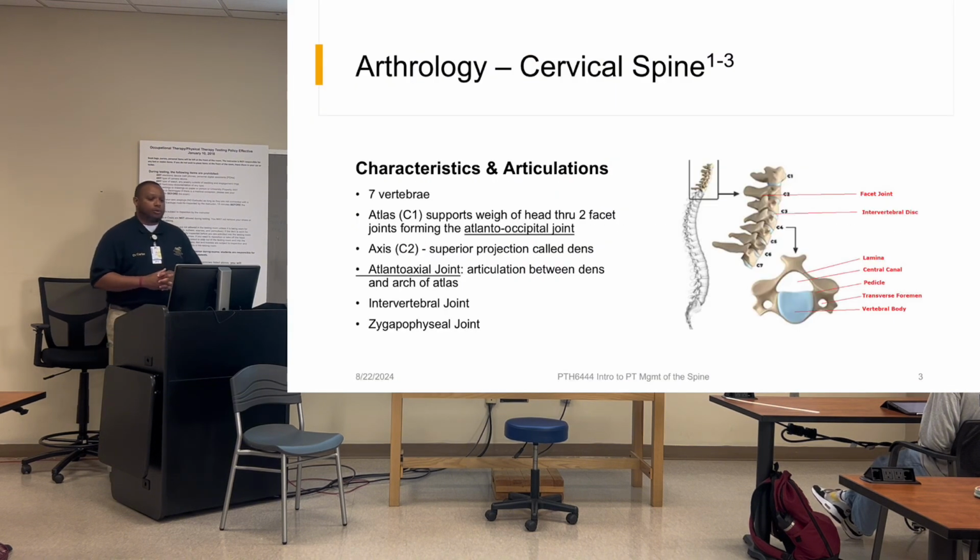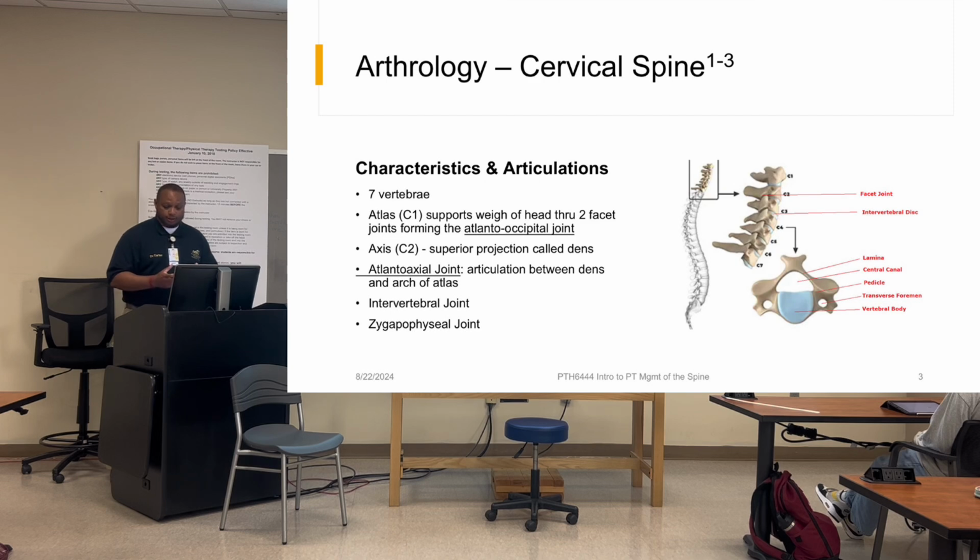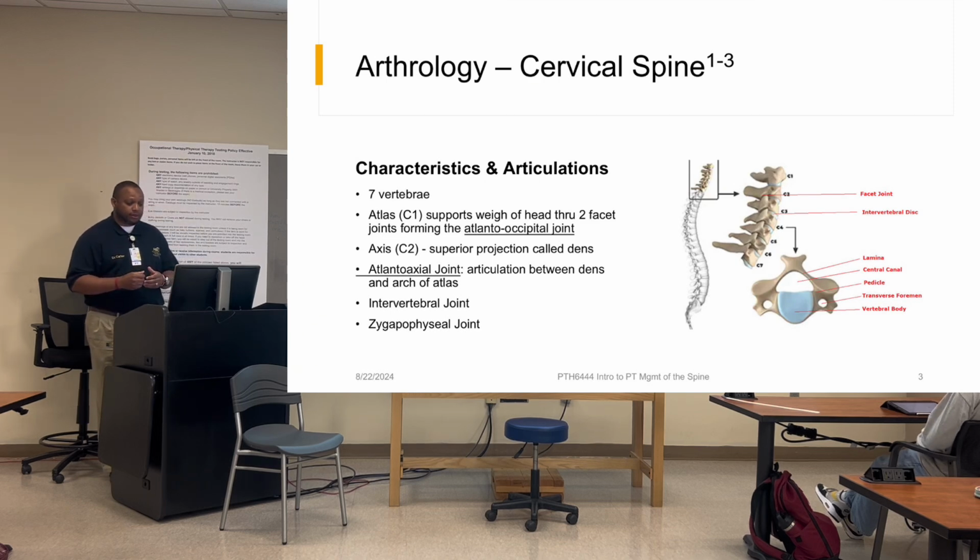All right, so we're going to start with the osteology of the cervical spine. We know the cervical spine consists of 7 vertebrae, C1 through C7. The atlas is referred to as C1, which supports the weight of the head through the superior facet joint, which forms the atlanto-occipital joint. The axis is referred to as C2, whose superior portion is called the dens. The atlanto-axial joint is the articulation between the dens and the arch of the atlas.